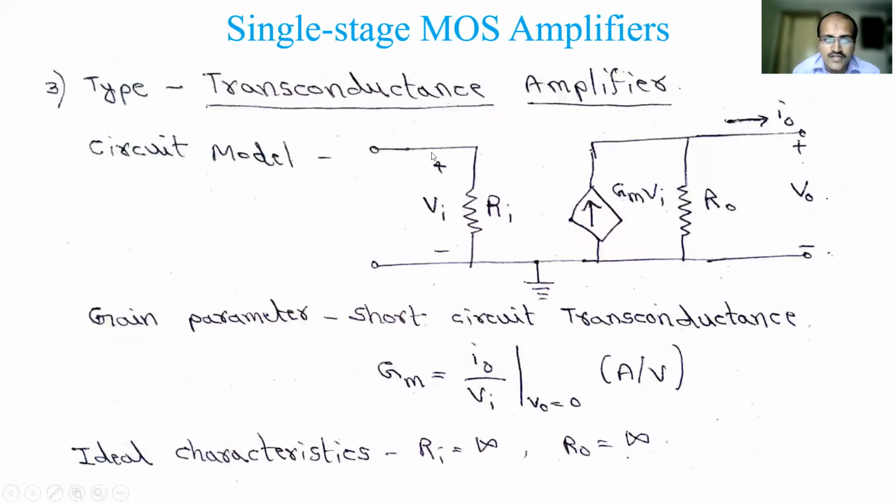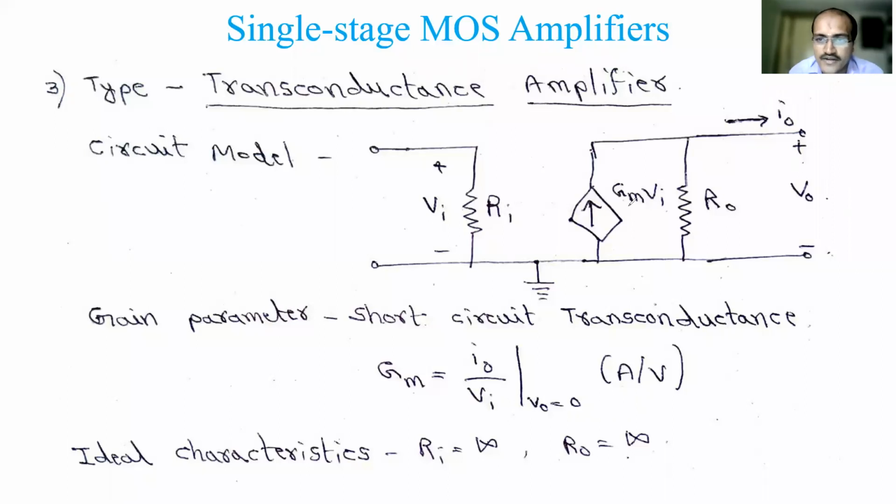Okay, so the third type is the trans conductance amplifier. Its model is a combination of the previous two. This one is the voltage amplifier input side, so you had Ri and input is Vi, and this is the combination of the current amplifier where you had the current source and the resistor in parallel. But the parameters will change here because it now depends on voltage. It is called a voltage controlled current source. That is the change.